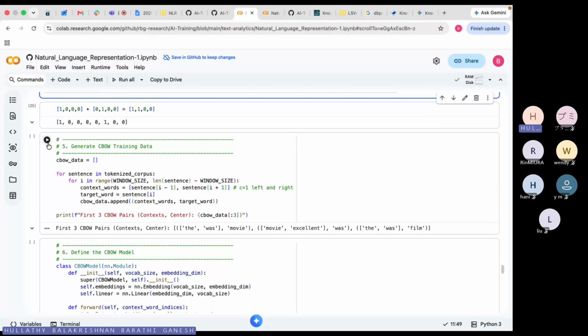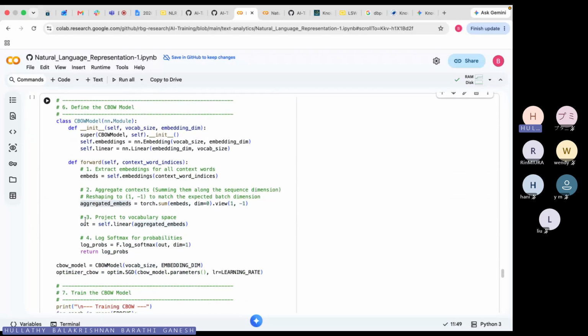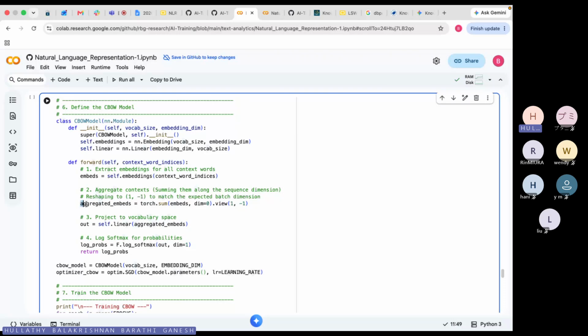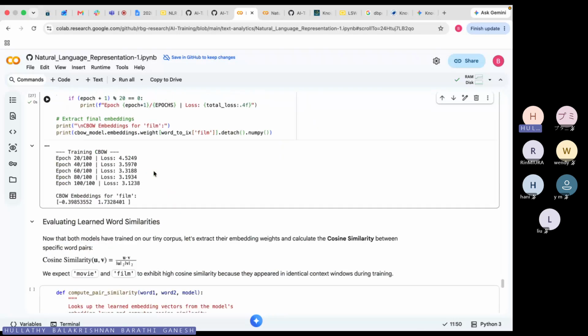So let's go through the CBOW. CBOW was, as we see, the opposite. We are following the pairs of context: find the word "movie", "excellent" context, find the word "was", and "the was", find the target word "film". The only difference is the intermediate aggregation, where we combine the context words. So the same principle we are doing here.